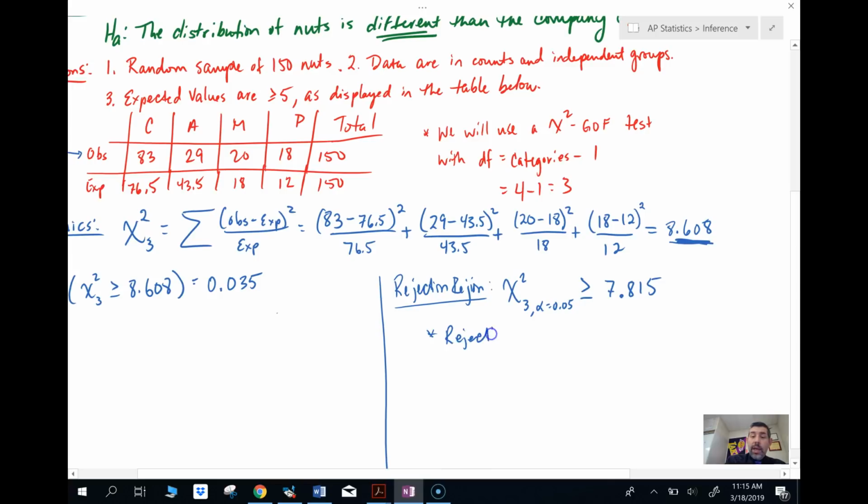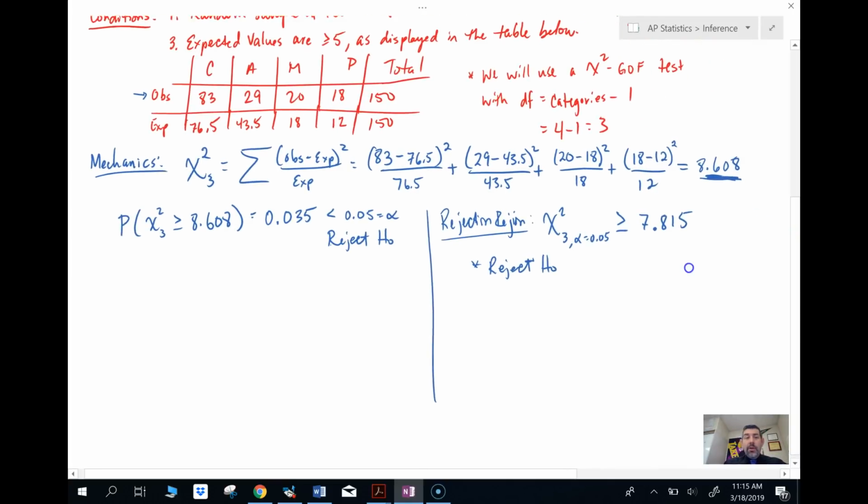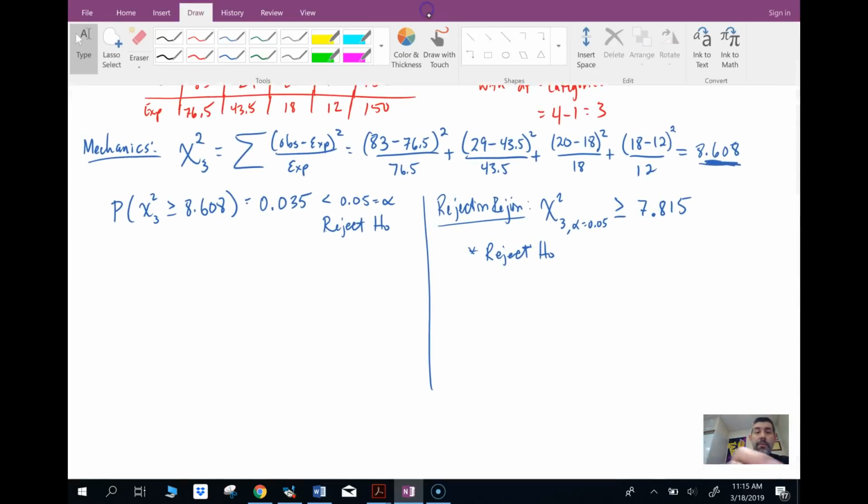So we know right now that we are going to reject the null because 8.6 is in fact bigger than 7.8. Here we just know that the p-value is smaller than 0.05, which is our alpha level. So we know here we're going to reject the null. Both of them lead us to the same conclusion. It's just the way we get there that is a little bit different. So now we're going to write our conclusion.